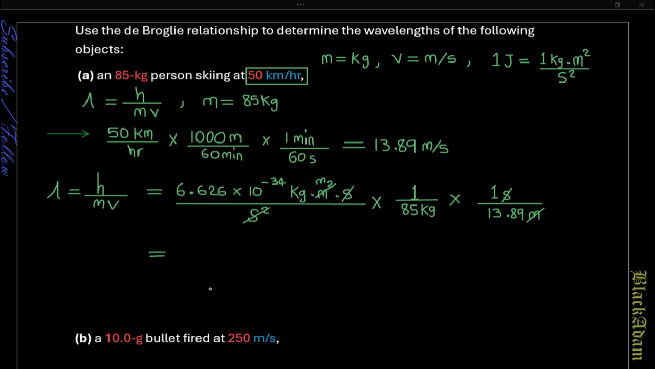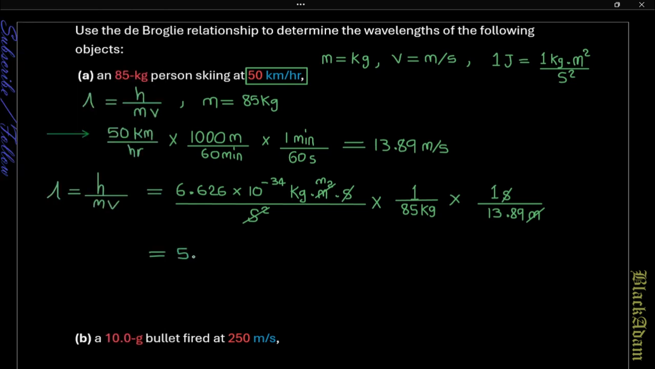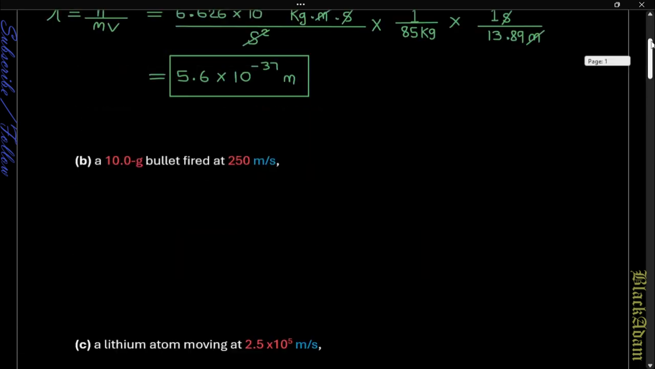And we have our answer as we use our calculator: 6.626 multiplied by 10 to the power negative 34 divided by the product of 85 multiplied by 13.89 gives us 5.6 multiplied by 10 to the power negative 37 meters. So that's the wavelength. So that's for part A.